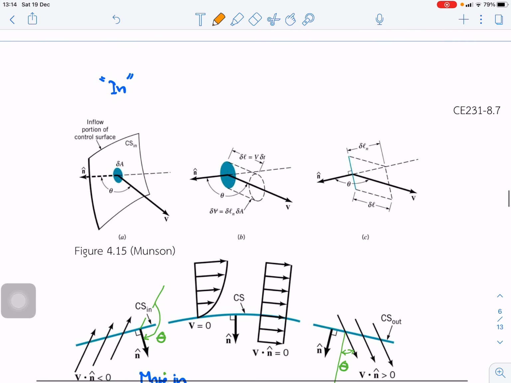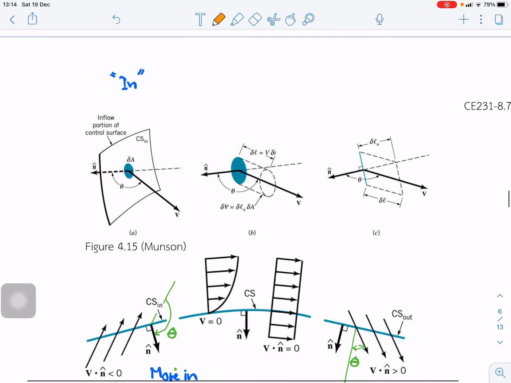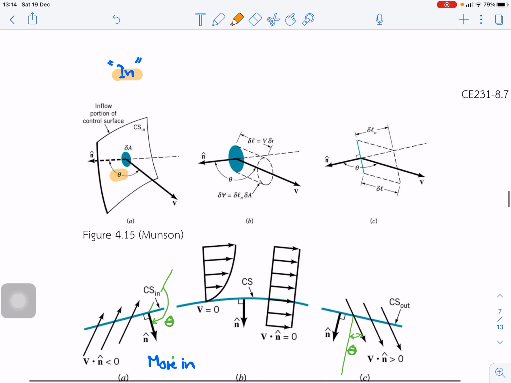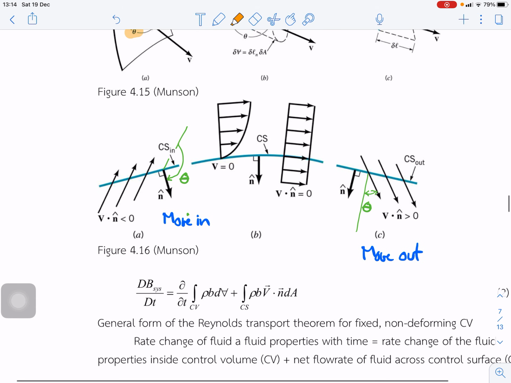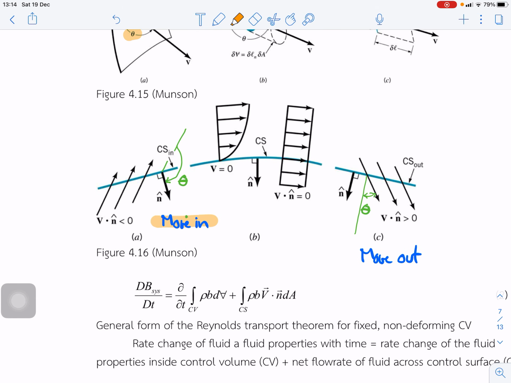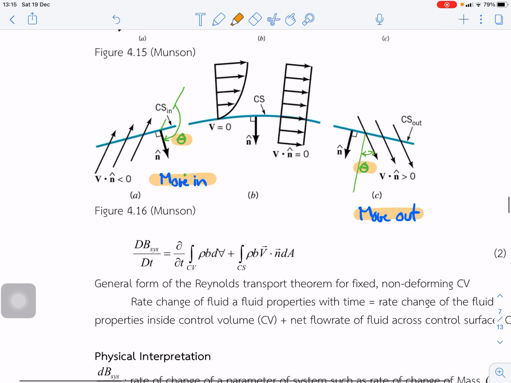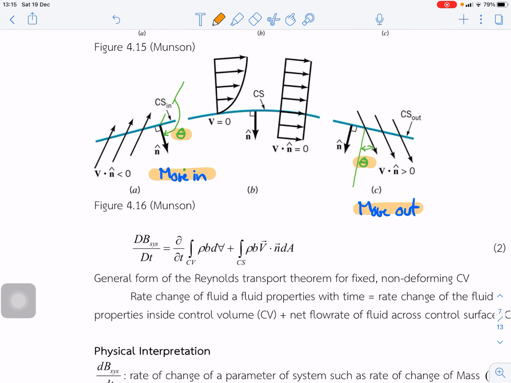This makes it clearer. For inflow, we expect theta to be greater than 90 degrees, and for outflow theta is less than 90 degrees in terms of the angle. So we get this equation for the Reynolds transport theorem.